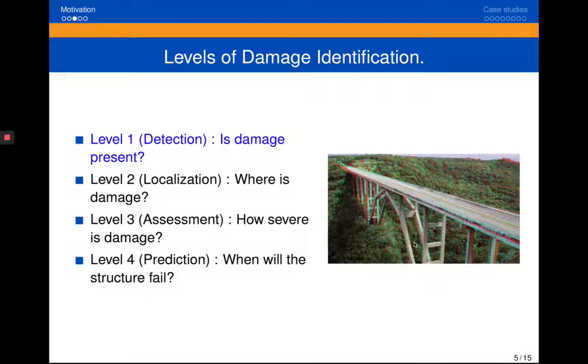The damage identification could be classified into 4 different levels. Level 1 is detection, to first detect whether damage is present. Level 2 is localization, where the actual damage is present. Level 3 relates to assessment, how severe the damage is, and level 4 is prediction: when will the structure or any part of the bridge which has some damage fail. Our anomaly detection techniques mainly focus on level 1, that is detection. Is the damage actually present?